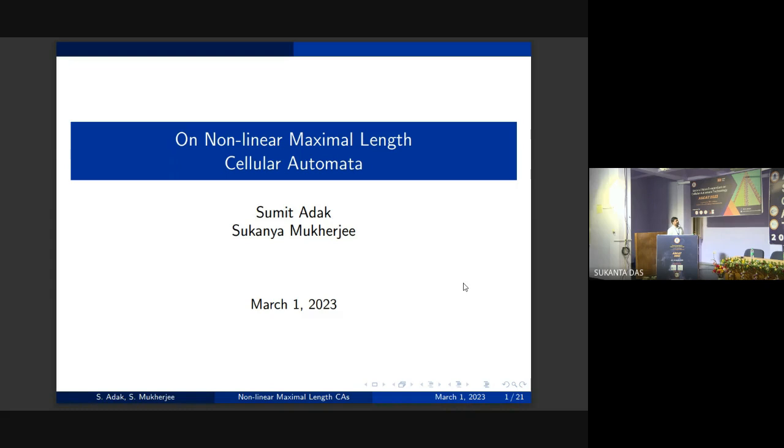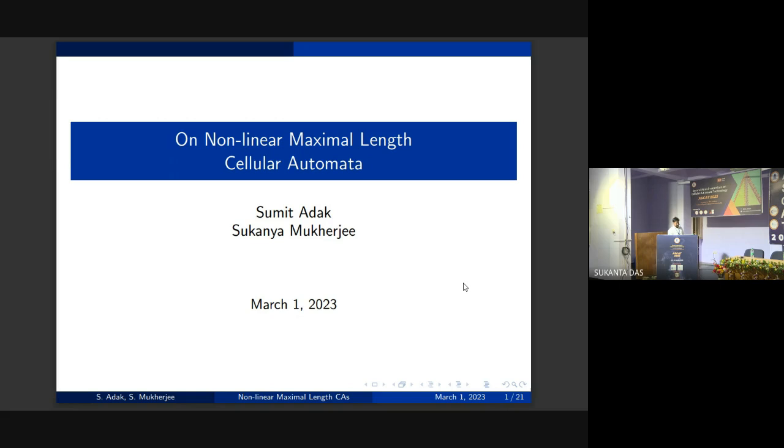So the basic outline of this paper is, at first, we define some basic definitions of linear and nonlinear maximal length cellular automata. And then we develop some theorems, some lemmas, and some properties, which help us to generate the nonlinear maximal length cellular automata. And after that, we also develop some techniques and methods, that is information flow, blocking word, and single lane cycle. And finally, we develop an algorithm which can generate the nonlinear maximal length cellular automata using linear maximal length cellular automata.